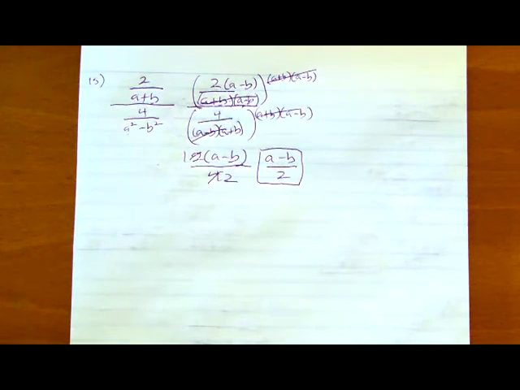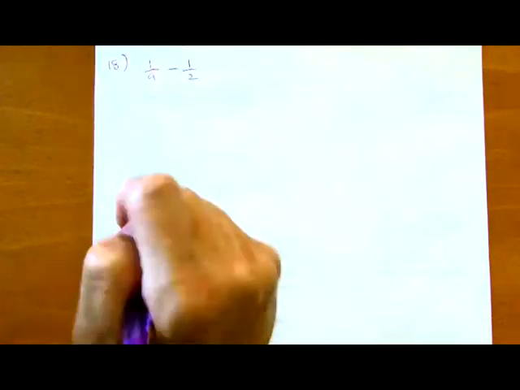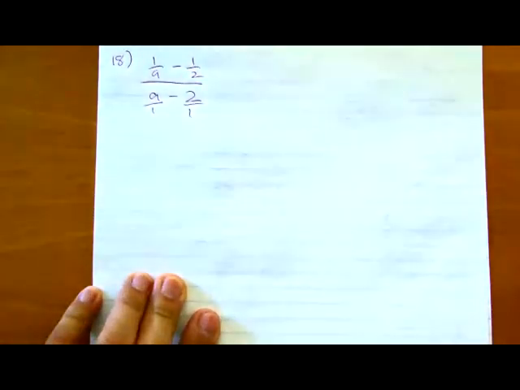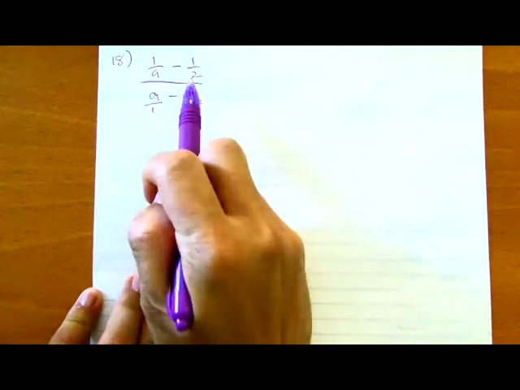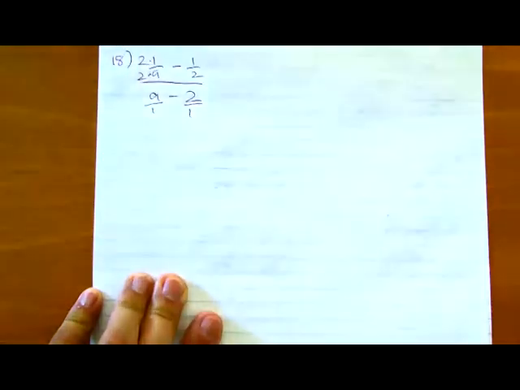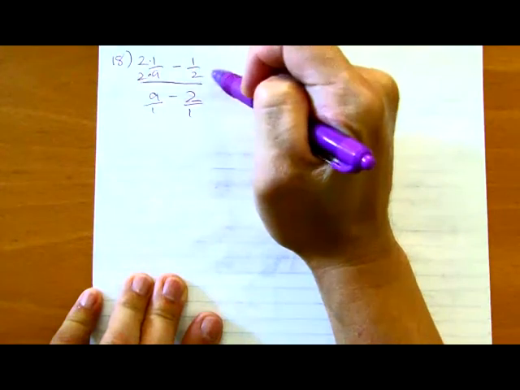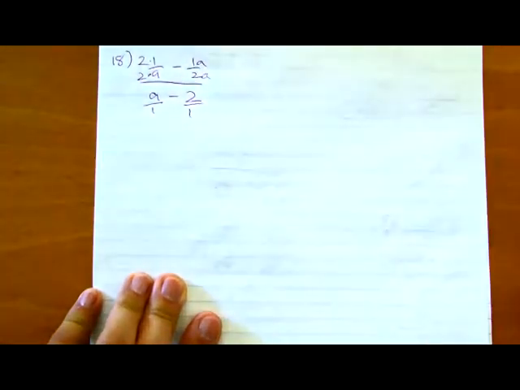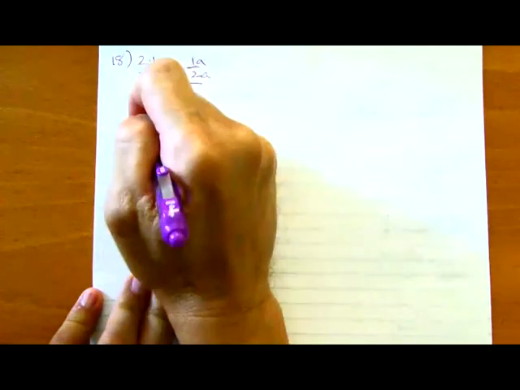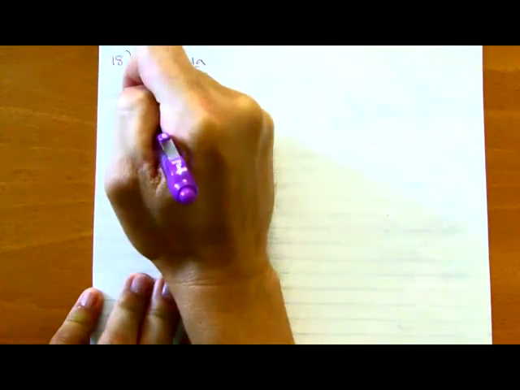Number 18 says 1 over a minus 1 over 2, over a minus 2. These both have a denominator of 1. So we need the denominators to match. This denominator is missing a factor of 2. Multiply top and bottom by 2. This denominator is missing a factor of a. Multiply top and bottom by a. So we need 2a as our denominators. We're going to multiply both of these fractions by 2a to the numerator and denominator.